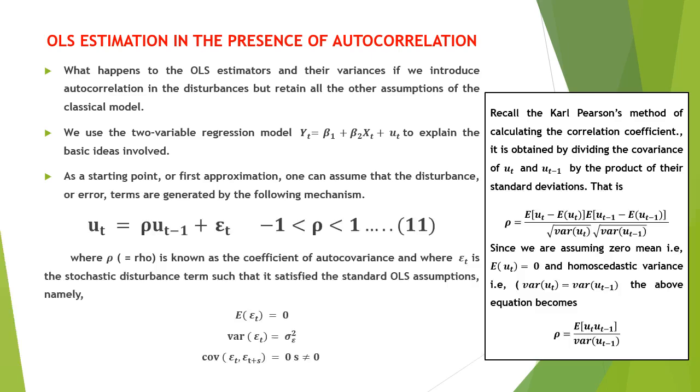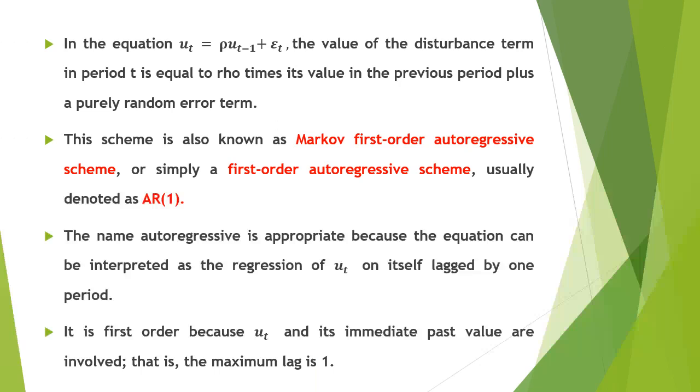Thus, in the equation ut is equal to rho ut minus 1 plus epsilon t, the value of the disturbance term in period t is equal to rho times its value in the previous period plus a purely random term. This scheme is also known as the Markov first order autoregressive scheme, named after the famous Russian mathematician Andrei Markov. It is simply called the first order autoregressive scheme, usually denoted as AR1.